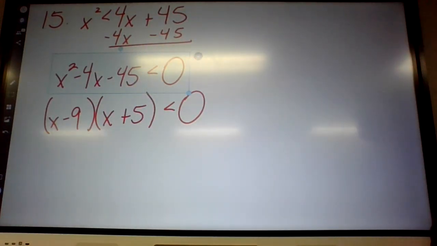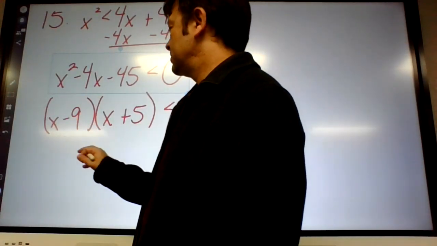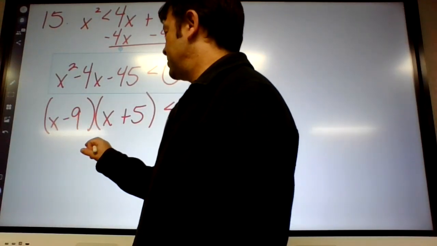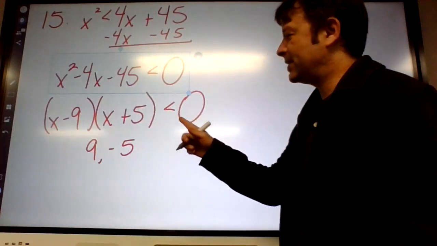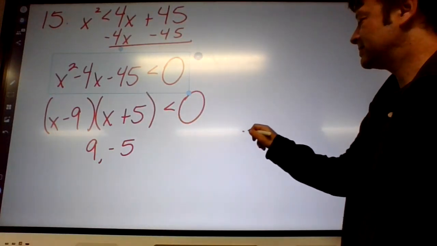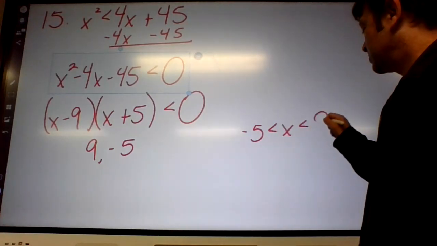Okay, and then it's in between. The two zeros are 9 and negative 5. Less than is between. Negative 5 would come first. Yep, you're right.